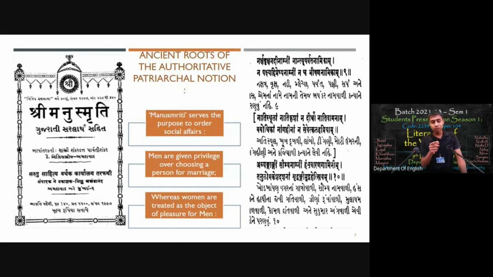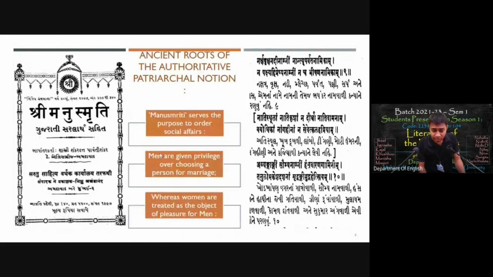Now, I have taken a scripture from Indian scripture. It is Manusmriti, and here are the publication date and all the details. Now first let us go by 3 points. First, Manusmriti serves the purpose of ordering social affairs. So what is Manusmriti? In fact, it is a kind of dictum or paradigm of how a society should run or how society should work.